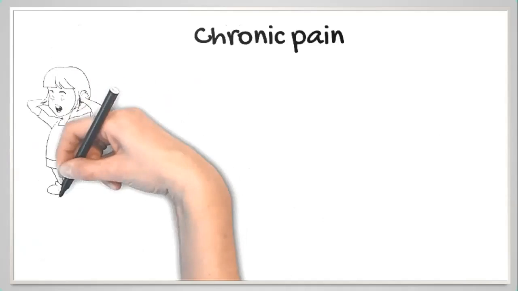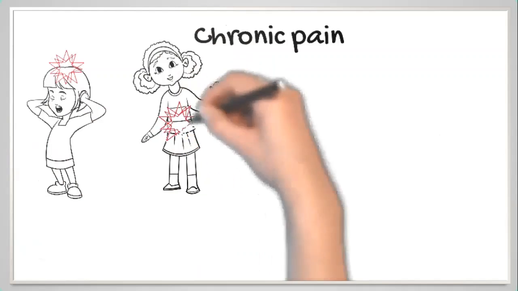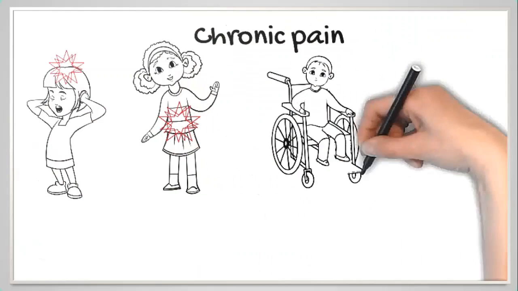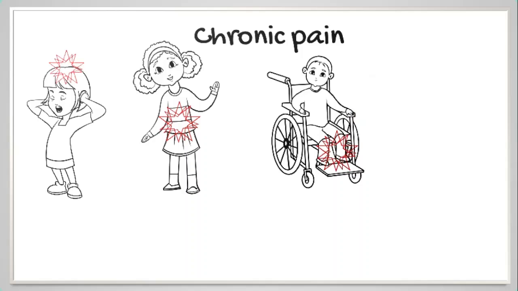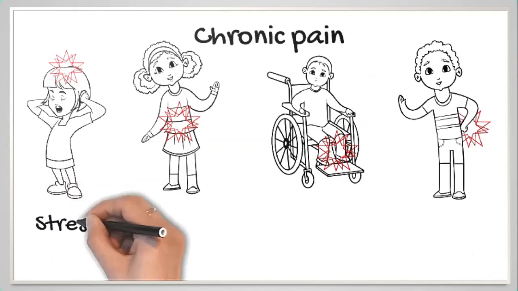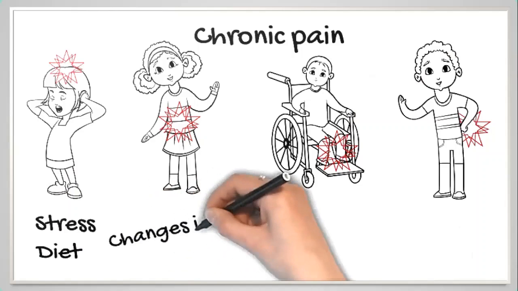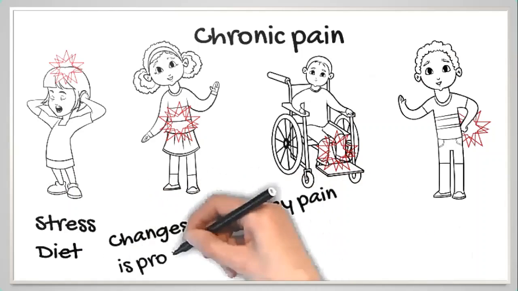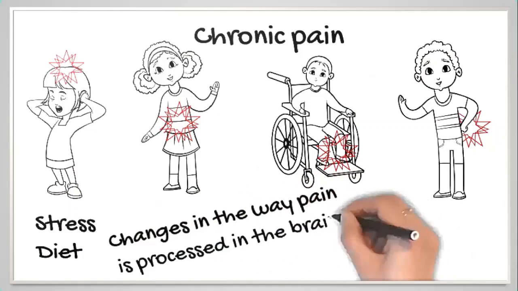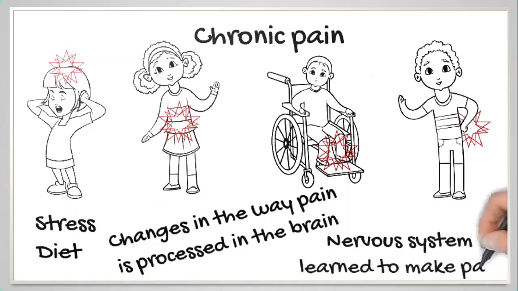The most common chronic pain experiences in children are headaches, abdominal pain, musculoskeletal or limb pain, and back pain. This can be caused by stress or a wrong diet, changes in the way the pain is processed in the brain, or it can be that the nervous system learns to make pain.